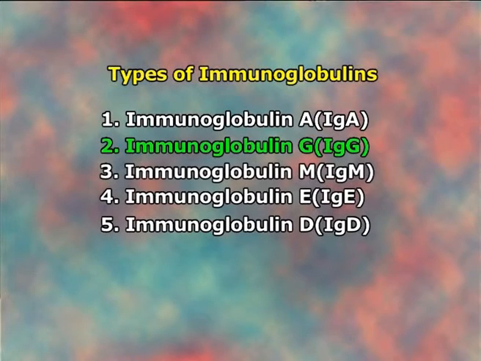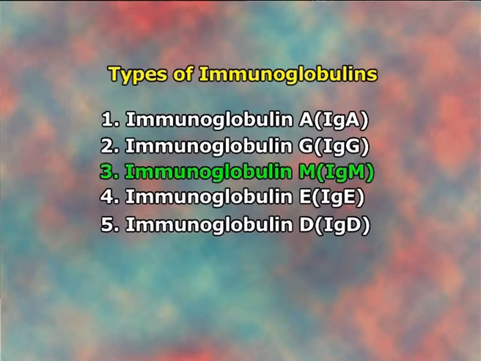Second, immunoglobulin G. Immunoglobulin G antibodies are found in all body fluids. They are the smallest but most common antibody, consisting of 75% to 80% of all the antibodies in the body. Immunoglobulin G antibodies are very important in fighting bacterial and viral infections. Immunoglobulin G antibodies are the only type of antibody that can cross the placenta in a pregnant woman to help protect her baby.